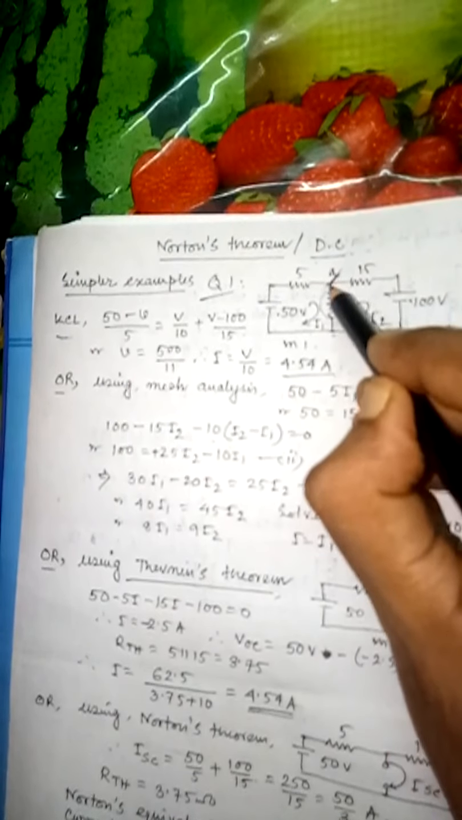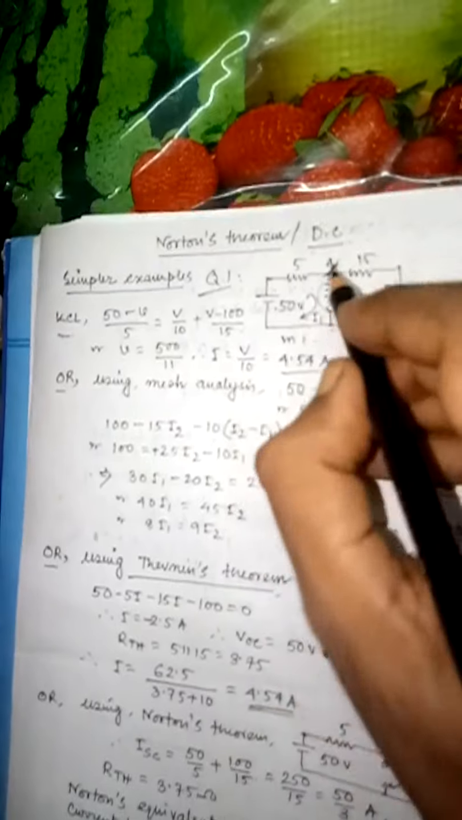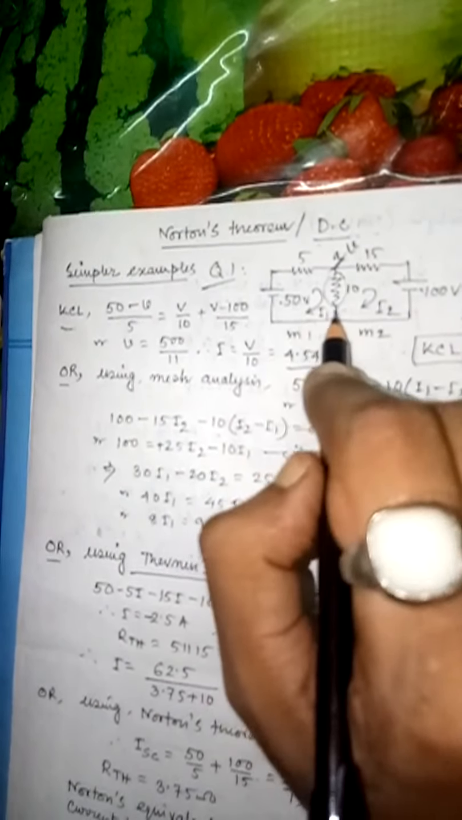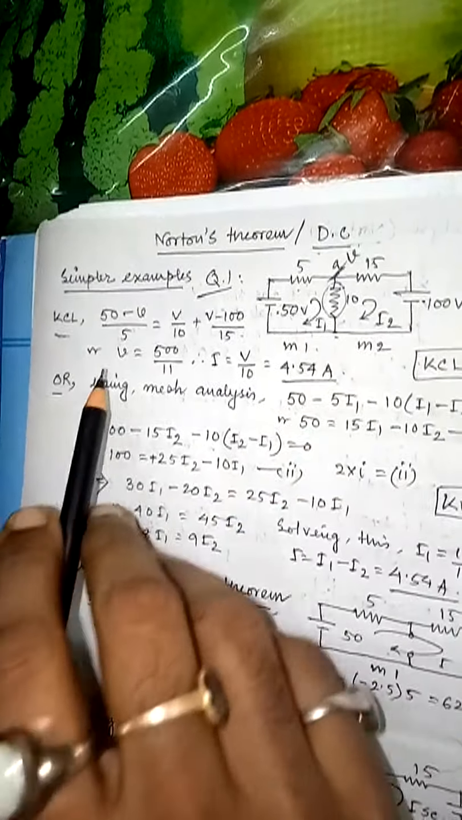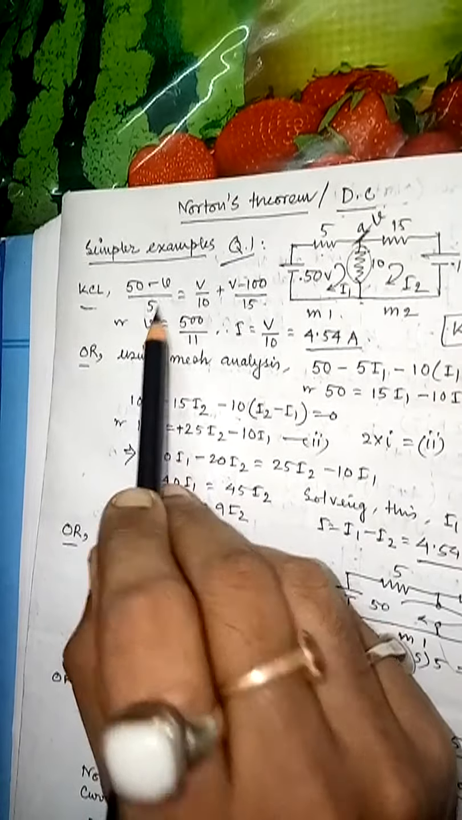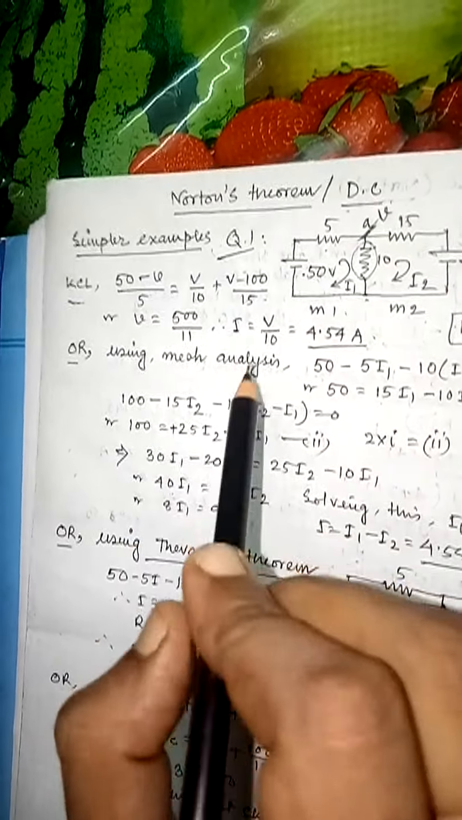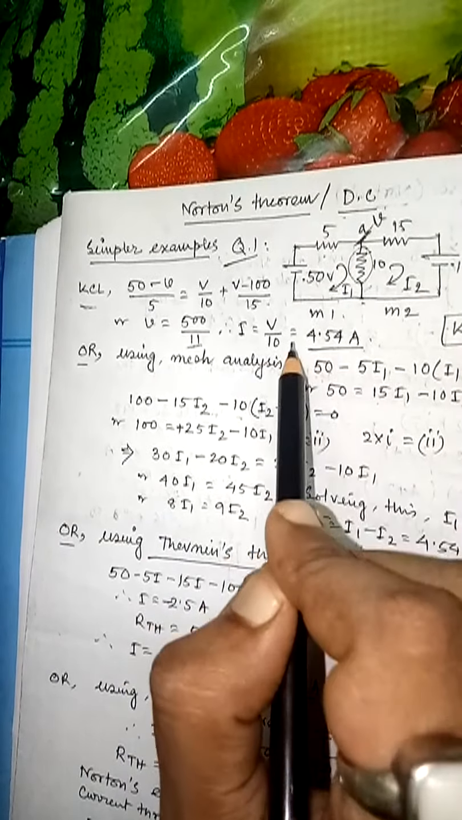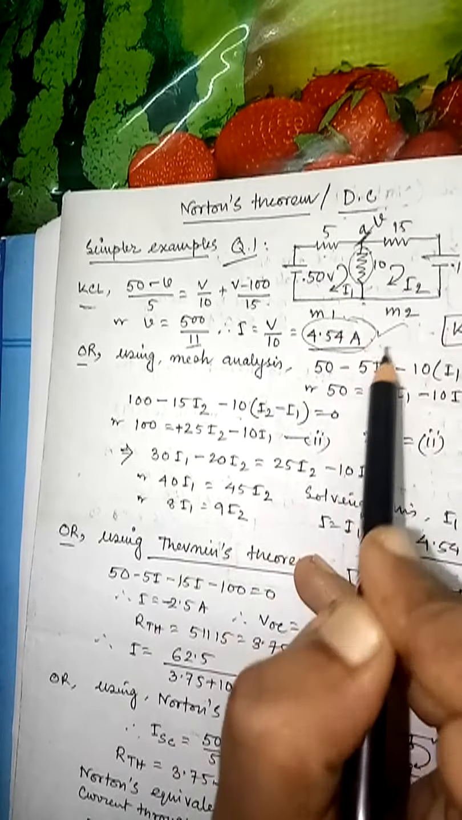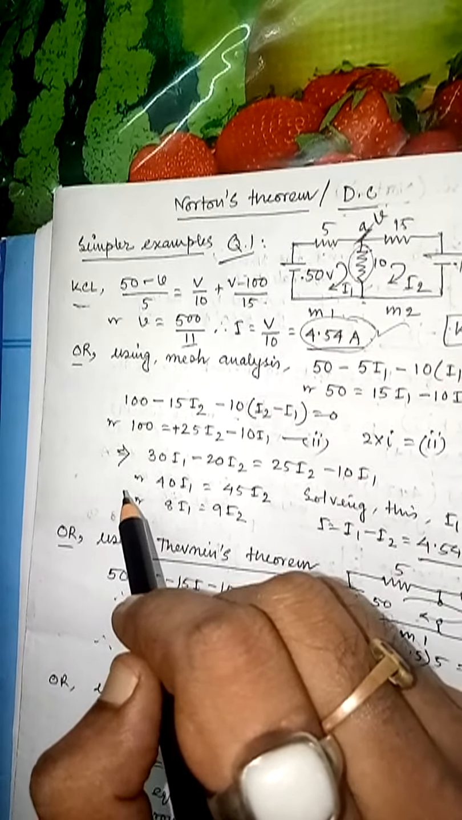So here A is my node, so it is (50 minus V) by 5. Suppose the node voltage is V, and V is the VOC, the Thevenin's voltage. Here it is Norton's theorem, still the Thevenin's voltage is mentioned anyway. So it is (50 minus V) by 5 equals V by 10 plus (V minus 100) by 15. So it is the equation. You can easily solve what is V and what is I, because I is V by 10, so it is 4.54 ampere. Easily solved. You need not use Norton's or Thevenin's and others.